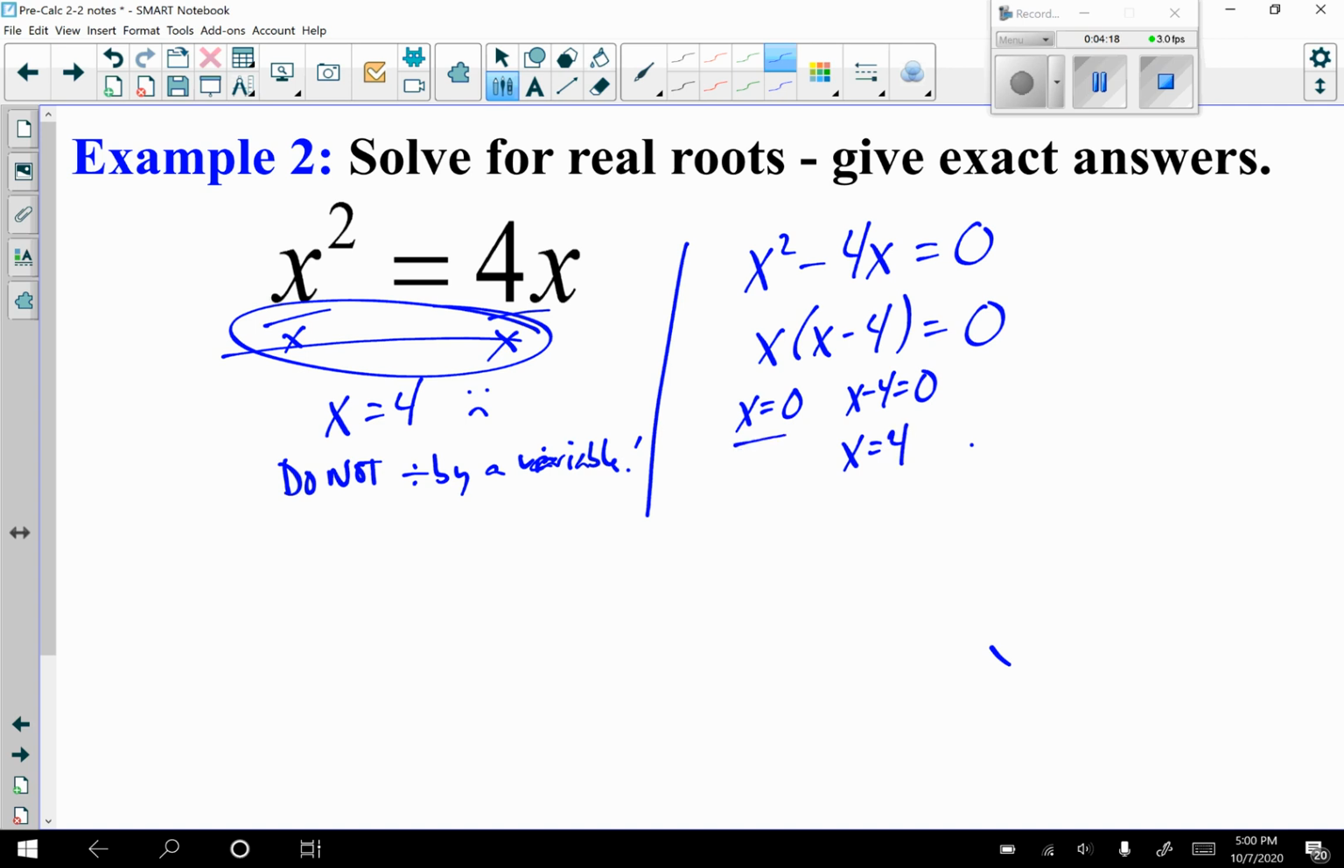So here's the one we lost. We lost 0. That is a true solution to this. It's because when we divided by x, we forgot you can't divide by 0, so we lost that answer. So this one does have 2 solutions, 0 and 4. Do not divide by that variable, okay? That is where you're going to lose possible solutions.